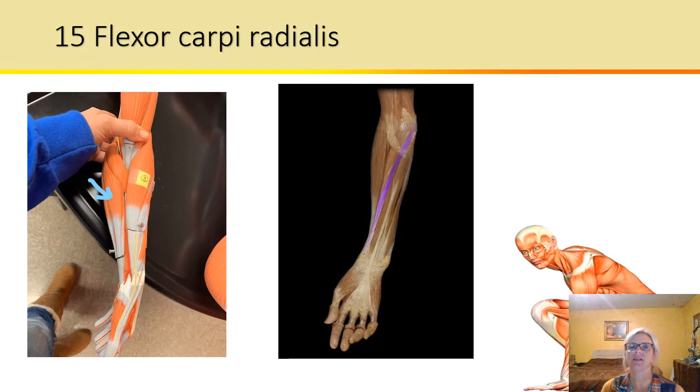Flexor carpi radialis. This is the wrist bender of the radius. Wrist bender. Remember, these are our carpals, right? Or where our wrist is. So that's where we get the carpi. And flexion is the flexing part. And radialis is because it's the one that is joined on, goes along the radius bone. And so it makes perfect sense if you really understand what these words mean.